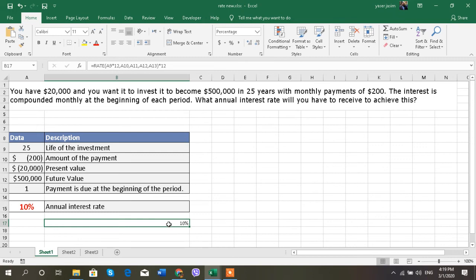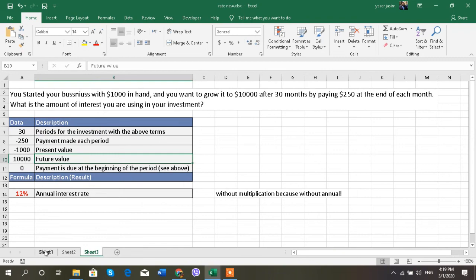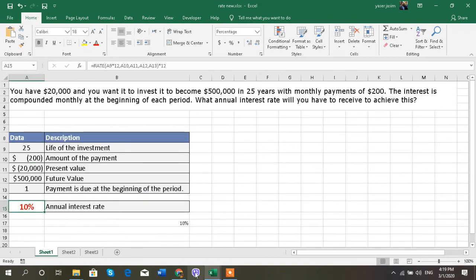This is the rate function. If you read this question very well, analyze it, and convert it to a table, the rate function will be very easy to calculate. I also have a lot of examples that I gave you in class or on Moodle.